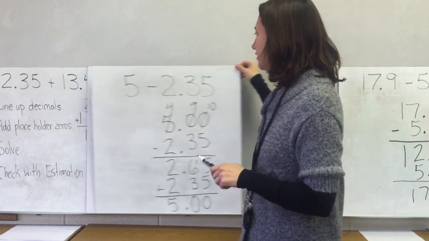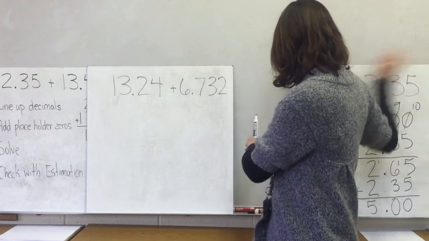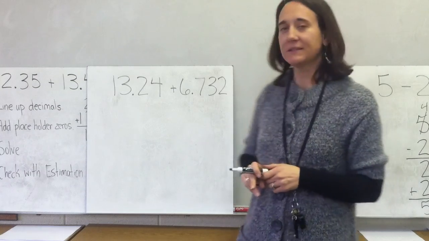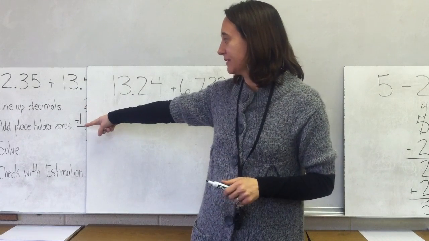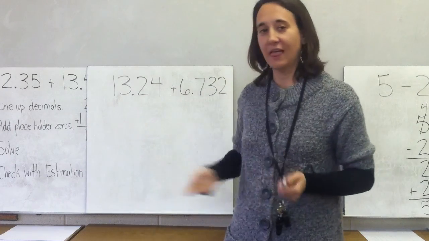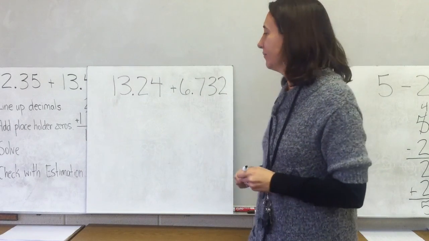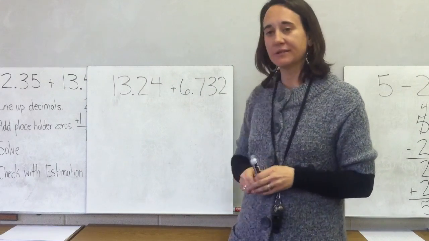Okay, this last one I want you to try on your own. Think about the steps. Step 1, line up your decimals. Step 2, add placeholder 0. Step 3, solve. And last, check with estimation. So go ahead and pause the video.